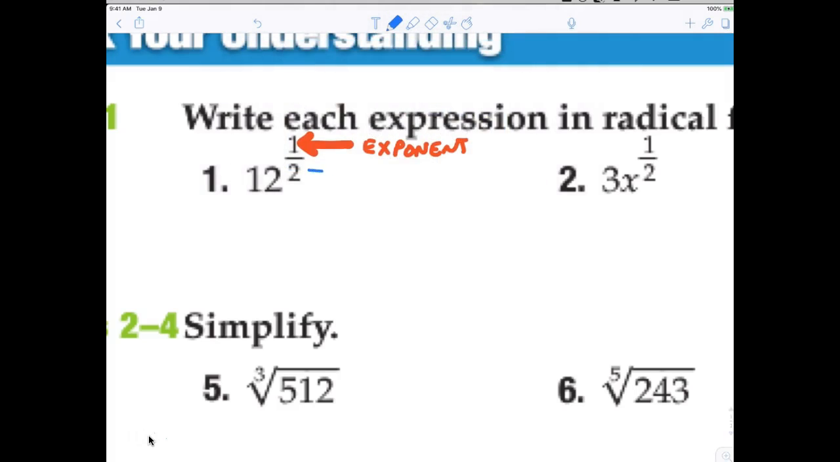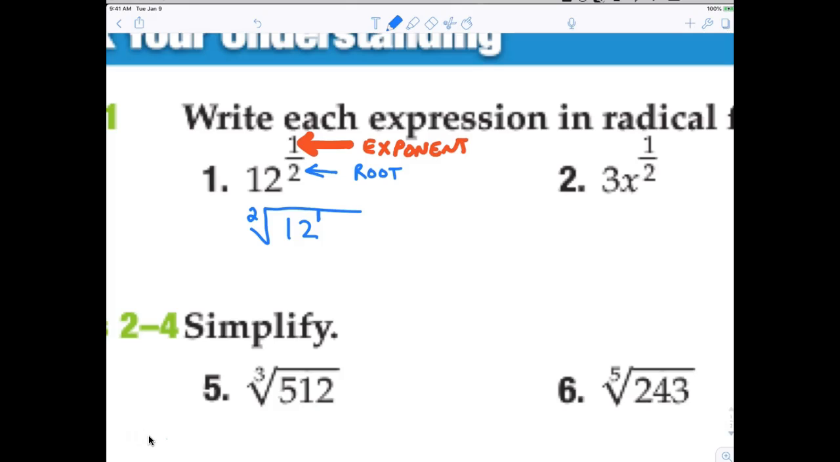The 2 in the denominator represents the root. All right? So the 1 represents the exponent, and the 2 represents the root. All right? So in this case right here, I have, or that is the same as the square root of 12. Now let me show you where those numbers are. 12 is to the first power, and the square root, that 2, believe it or not, is an understood 2.